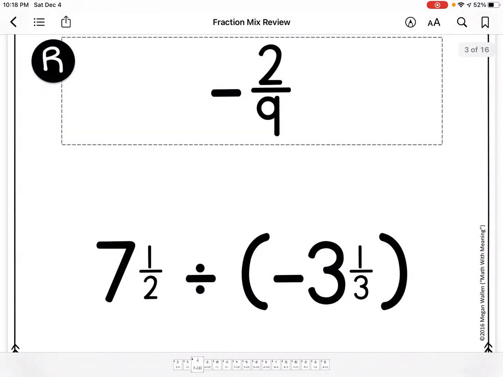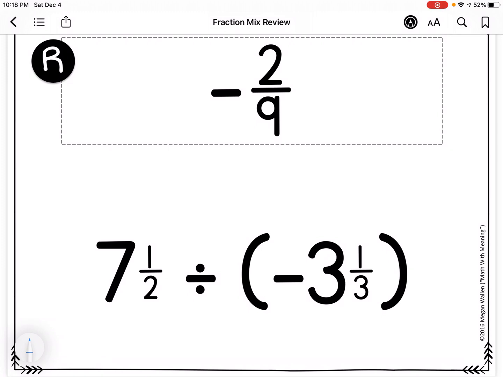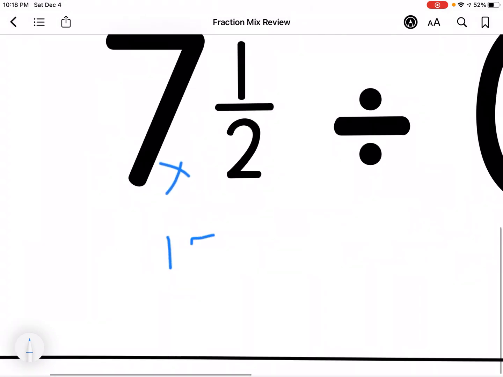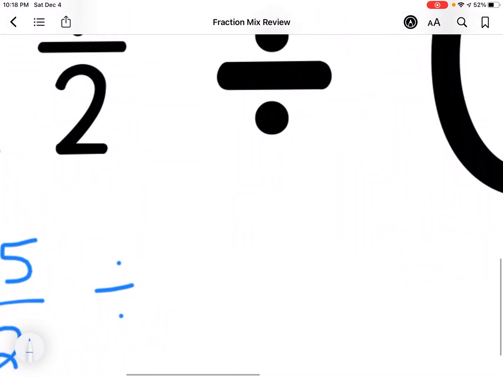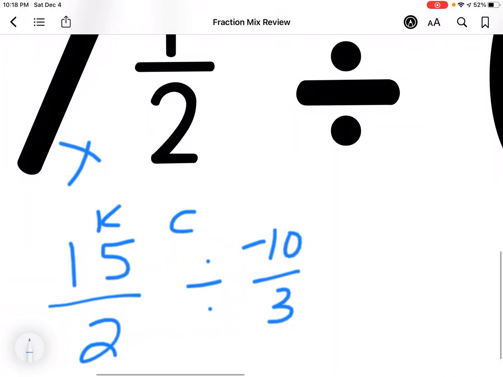All right, I'm dividing fractions, so I have to change them into improper fractions. So 7 times 2 is 14, plus 1 is 15 over 2. And I'm dividing that by 3 times 3 is 9, plus 1 is 10. And it's negative, so negative 10/3. I'm going to keep, change, flip.